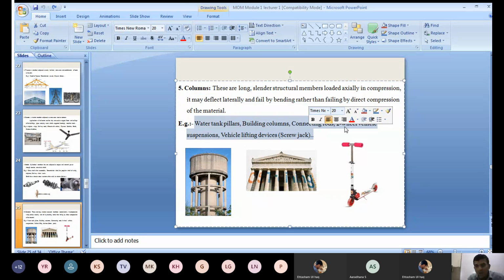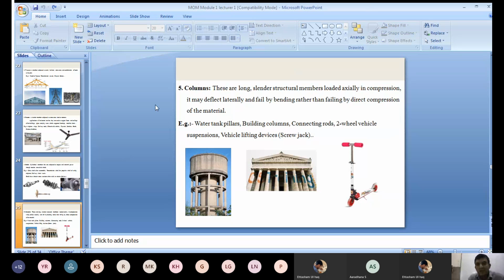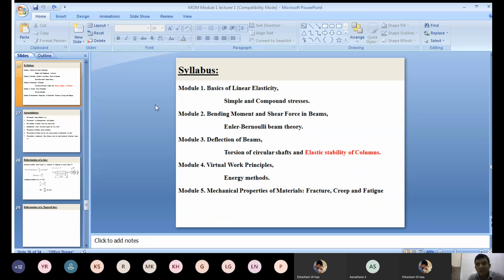Then two-wheel vehicle suspension systems, and vehicle lifting devices such as screw jacks, etc. Those are mechanical members that come under columns, right? Any doubt regarding these five mechanical members?